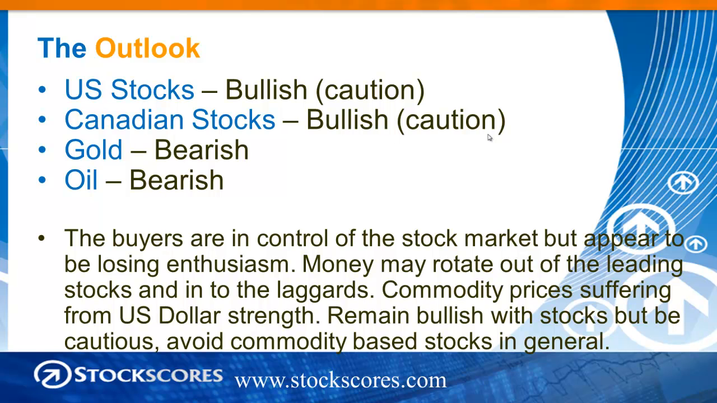So my outlook, US stocks bullish, but with caution, coming into resistance. Canadian stocks bullish, but with caution because of the dependence on the Canadian market on commodity-based stocks. I'm bearish on gold, bearish on oil. The buyers are in control of the stock market, but appear to be losing their enthusiasm. Money may rotate out of the leading stocks and into the laggards, namely some of those smaller cap stocks. Commodity prices suffering from US dollar strength. I would remain bullish with stocks, but be cautious and avoid the commodity-based stocks in general. Only the very best in that sector will be able to do well.